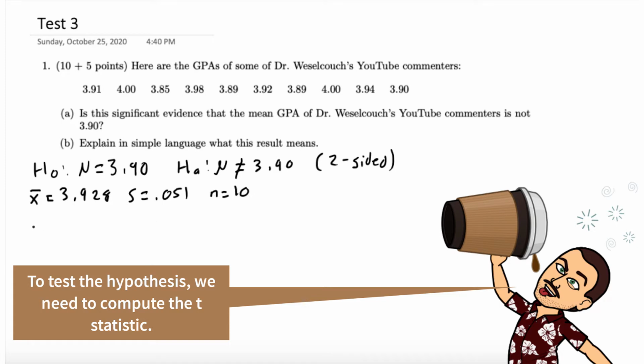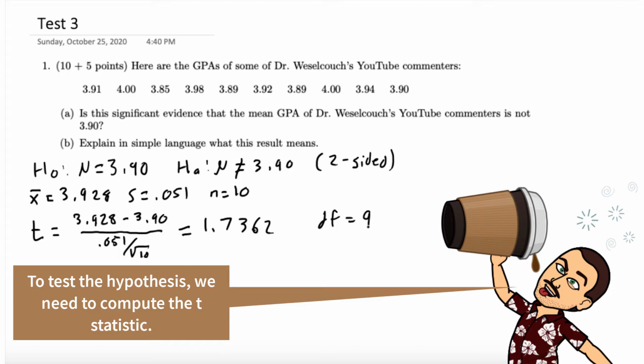And so we need our t statistic, because here we don't know sigma, so we need the t statistic, which you get as x bar minus mu, so 3.928 minus 3.90 over S over root n, 0.051 over the square root of 10. Plug this into a calculator, and we get our t statistic is 1.7362. And our degrees of freedom is 10 minus 1, which is 9.